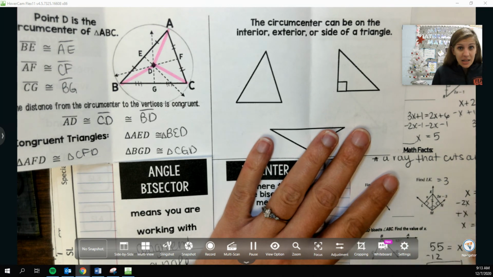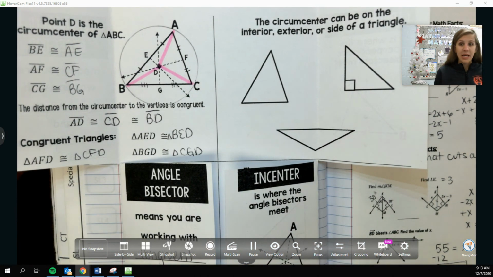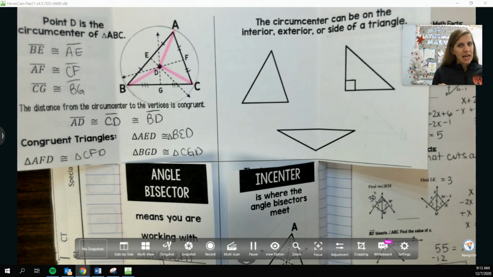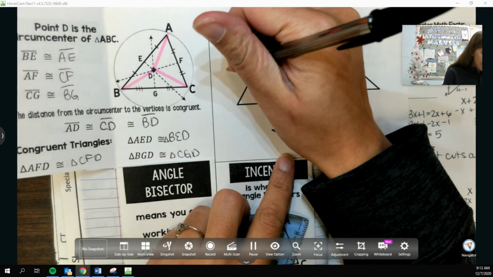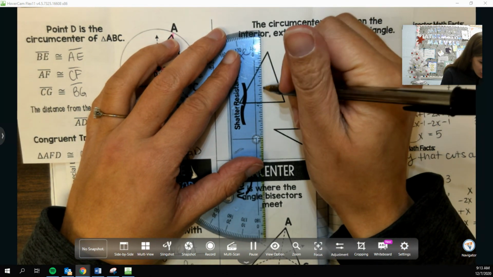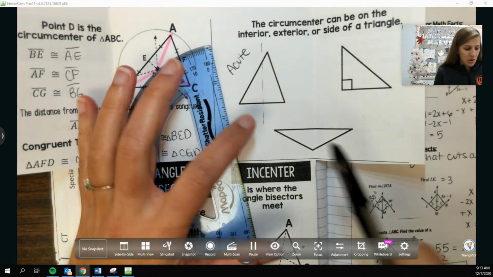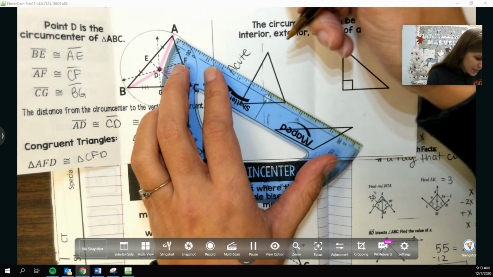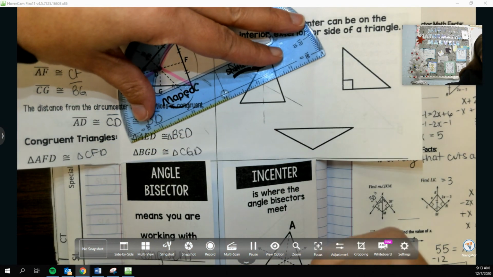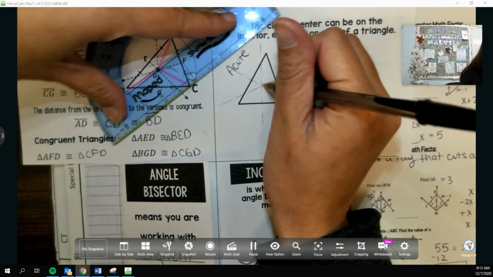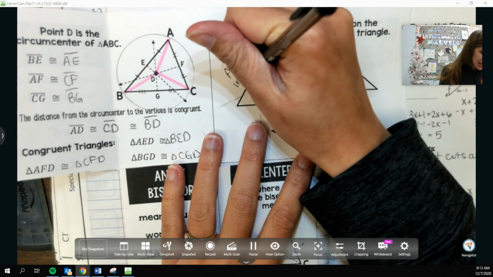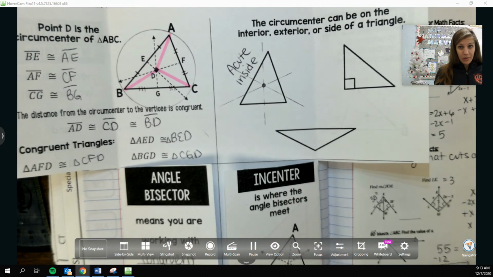Not only that, but the circumcenter is interesting because when I do draw these perpendicular bisectors, and I'm going to sketch them out here, depending on the type of triangle, the circumcenter might end up in different places. So when I have an acute triangle, if I draw my perpendicular bisector, again, just eyeballing this, so cut it in half perpendicularly, cut it in half perpendicularly. And then cut it in half perpendicularly. My circumcenter is inside the triangle when I'm acute.